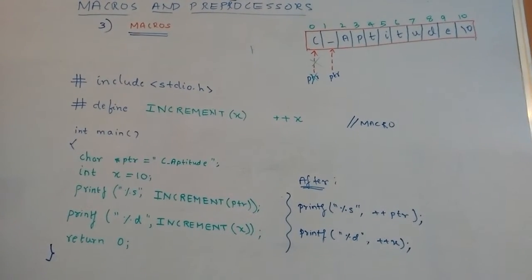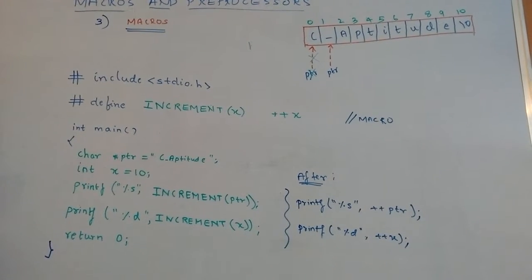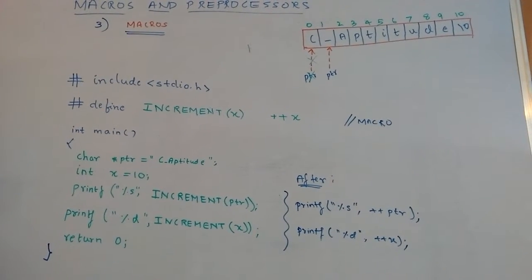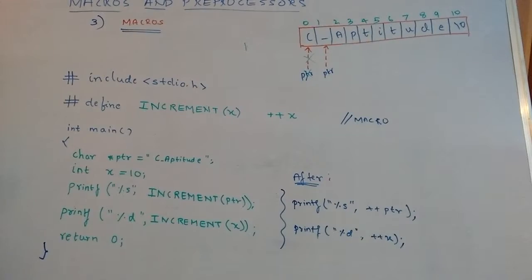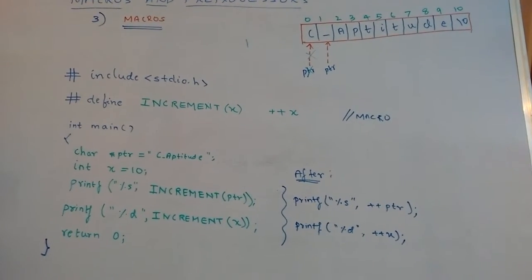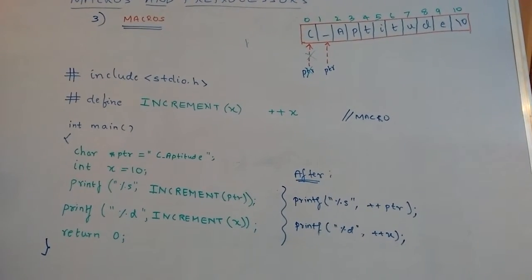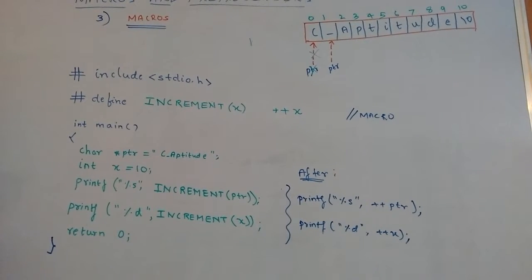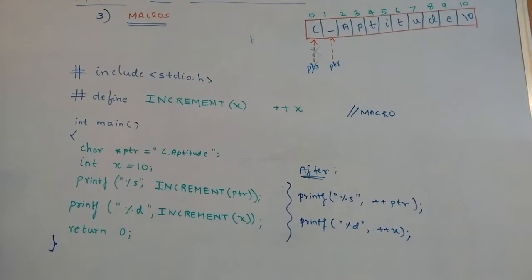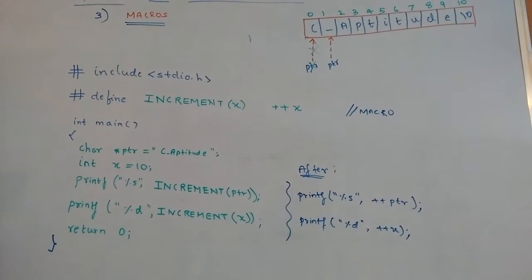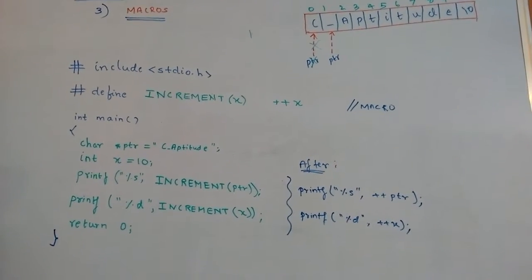As usual, I begin my program by saying hash include stdio.h, and there's a slight change in how I've used the define construct. I've used it by saying hash define increment of x. Wherever I find increment of x, replace it with plus x. That is what I have told.